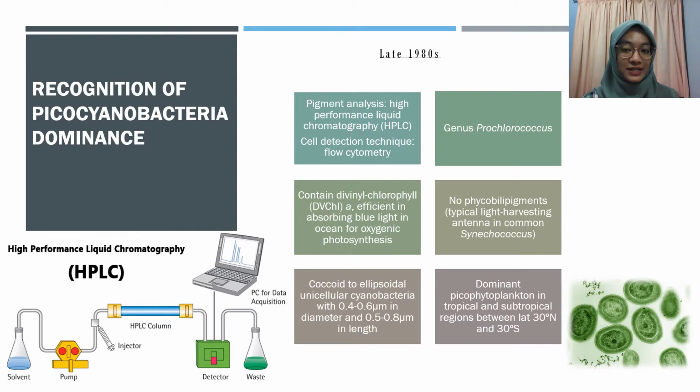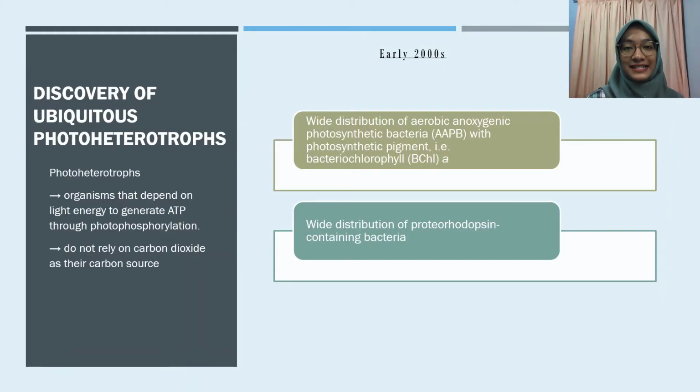This Prochlorococcus is coccoid to ellipsoidal unicellular cyanobacteria with 0.4 to 0.6 micrometer in diameter and 0.5 to 0.8 micrometer in length. Prochlorococcus do not have phycobilin pigments. Phycobilin pigments are the typical light harvesting antenna in common Synechococcus. This Prochlorococcus is also a dominant phytoplankton in tropical and subtropical regions between latitude 30 degrees north and 30 degrees south. Next is the discovery of ubiquitous PHOTOHETEROTROPHS.